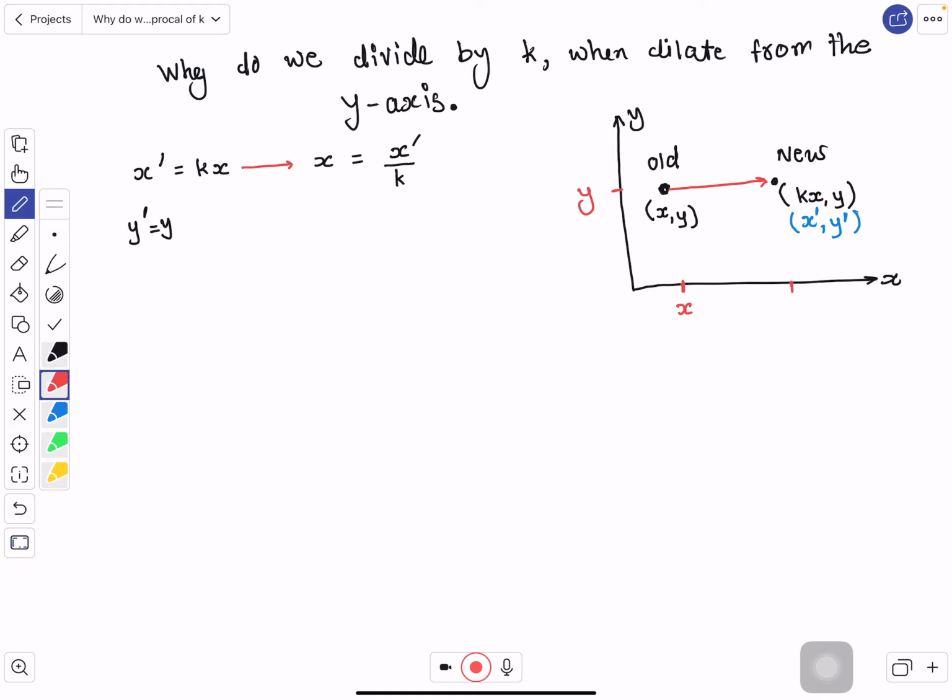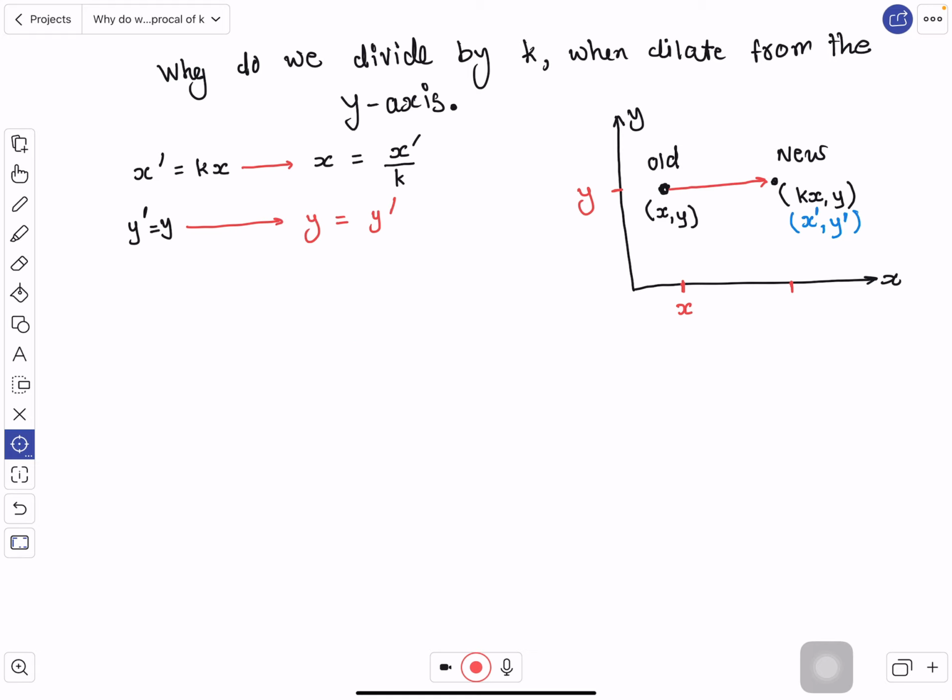And if we do that for y, in this case it doesn't really change. y equals y dash. They're the same. So there you see there's a division happening here. The old x is equal to the new x divided by k, whereas the old y is equal to the new y, when dilated from the y-axis by a factor of k.